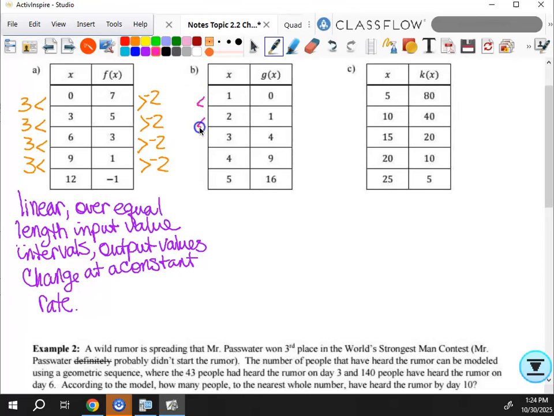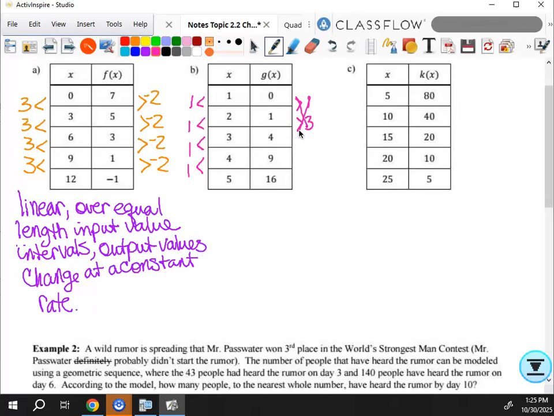So we're going to do this first. So that's 1, 1, 1, 1. Great. Equal length input value intervals. Then I'm going to do 1 minus 0 is 1. 4 minus 1 is 3. All right, so I'm doing my differences. Already those two are not the same. So is this linear? No. So don't care about that.